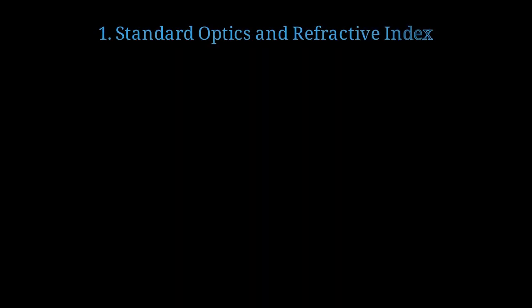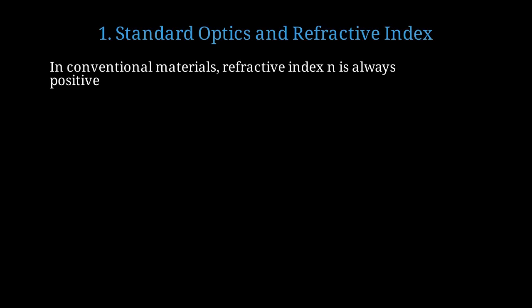Let's begin with the fundamentals of how light behaves in normal materials. In all natural materials we encounter, the refractive index n is positive, meaning light slows down and bends toward the normal when entering a denser medium. The refractive index equals the speed of light in vacuum divided by the speed in the material, and this is always greater than 0.